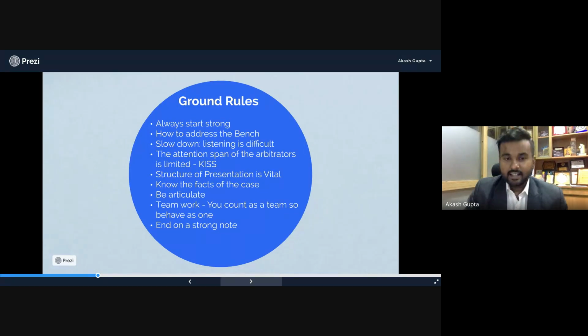Ground rules. Now let's talk about the first part. Always start strong. What does this mean? Let's say I have to argue two issues. Let's say there are four issues. I and Professor Kalpesh are teammates. We have four issues to argue. We divide. The first issue and second issue are with me. Third and fourth issue, Professor Kalpesh has to argue.